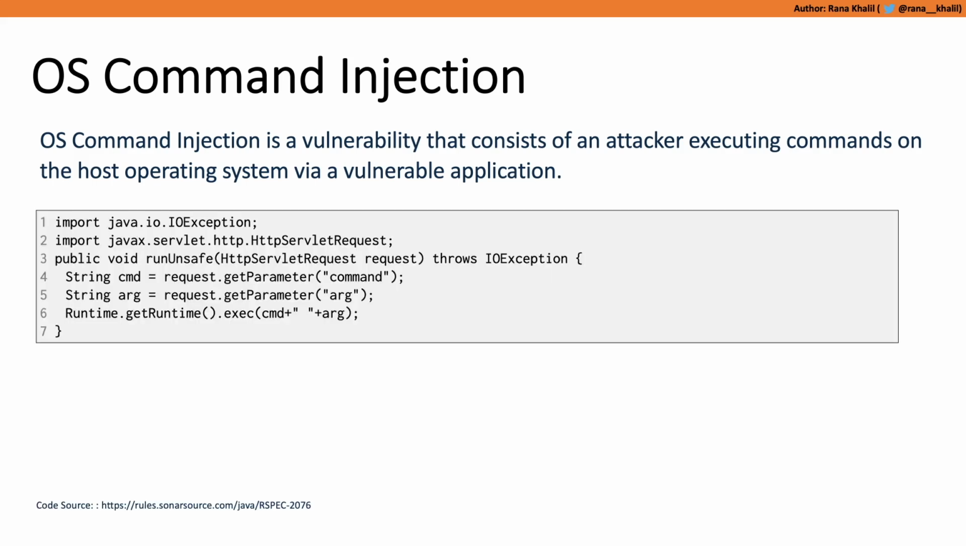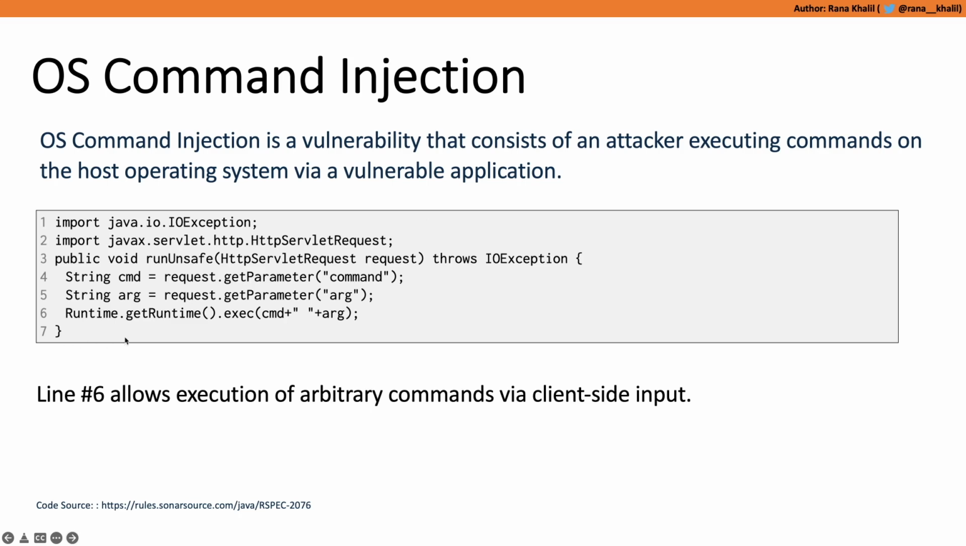Alright, from a backend code perspective, how can this vulnerability be introduced into your application? Well, if you allow execution of operating system commands using functions like the exec function, and you do not validate client-side user input, then you're vulnerable to command injection. So if we look at our example over here, we've got line number 6 running the exec function, which allows you to run system commands, and it takes in 2 parameters, the CMD parameter, adds a space to it, and then it takes in another parameter called the arg parameter.